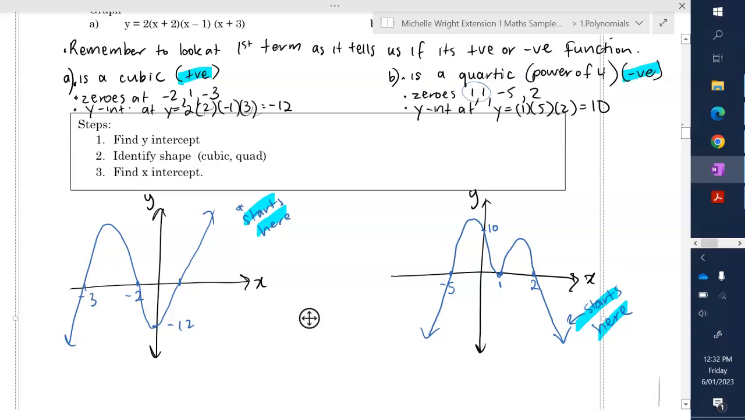So if we start here, we go through our first point, down to -12, it's got to cut at -2 again, it's going to have to cut at -3, so it needs to turn. That's enough to sketch this graph. It hasn't asked us to look at turning points at this point, and we would use our calculus to find that, which we won't need to do for this.